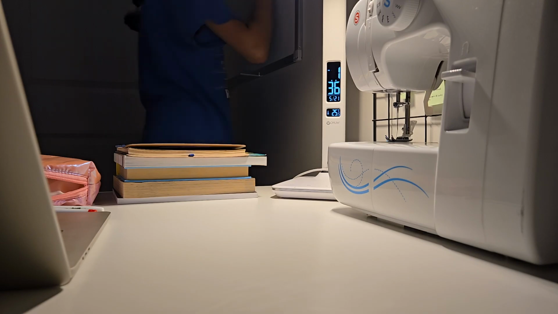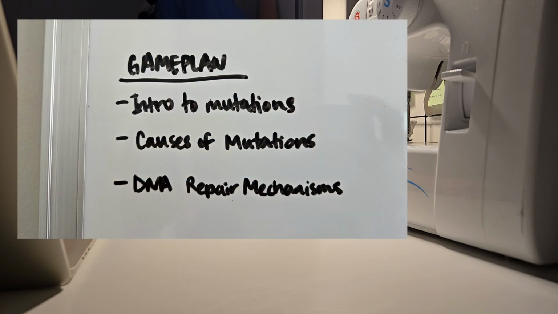So as always, I have a game plan. Today we're going to be covering introduction to mutations, what they are, and kind of what causes them, and then DNA repair mechanisms. And that's pretty much it. It seems like it's a lot. It's only three things on the game plan, but there are a lot more mechanisms. The only mechanism I'm not going to cover today is recombination repair. I'm going to do that in a separate video because it is a lot. I literally had a separate lecture about it. So if it is a separate lecture, it's going to be a lot of stuff. So yeah, let's get into the first one.